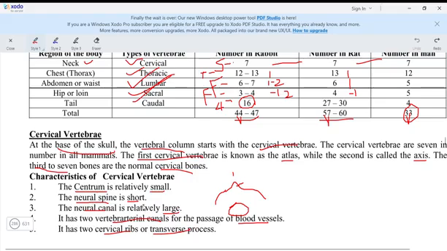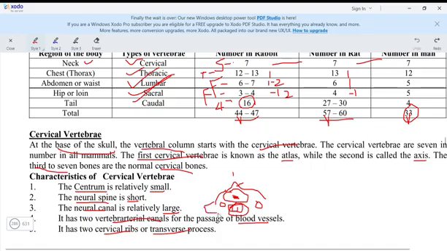Then neural canal. So neural canal is that big hole that is here. So that's where the spinal cord will pass. So that's the neural canal. So that one is always very large. So the centrum will be under it, which is smaller than that neural canal. Then it has two vertebratal canals. That means one tiny hole here, or two tiny holes where blood vessels will pass, the artery and the vein. So that's the vertebratal canal.